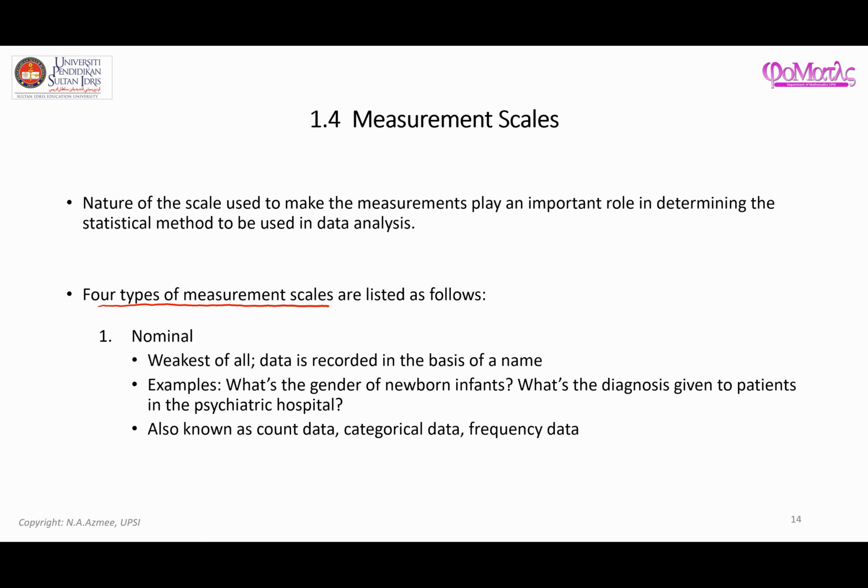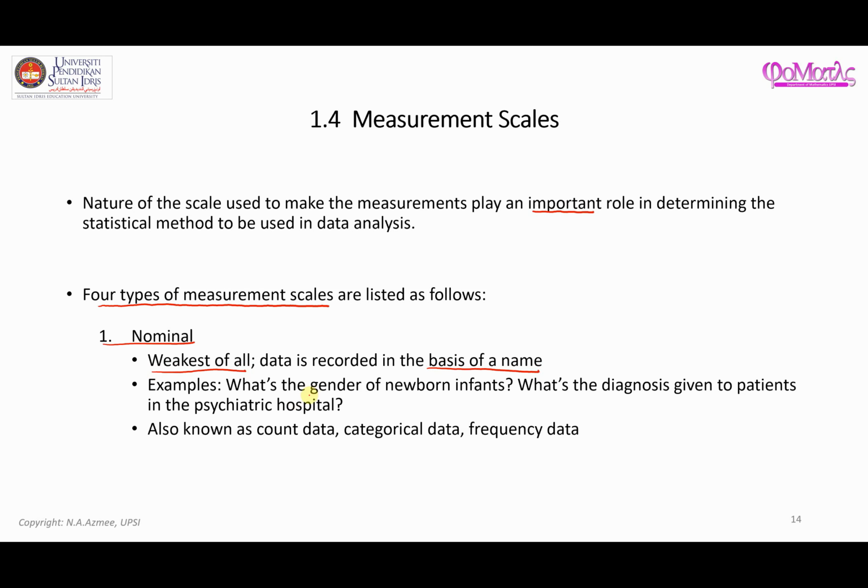This is just a quick video to talk about the 4 types of measurement scales, and they are important because they help us to choose the right statistical method in data analysis. The first scale is nominal scale, and this is the weakest of all because our data here is recorded on the basis of a name.